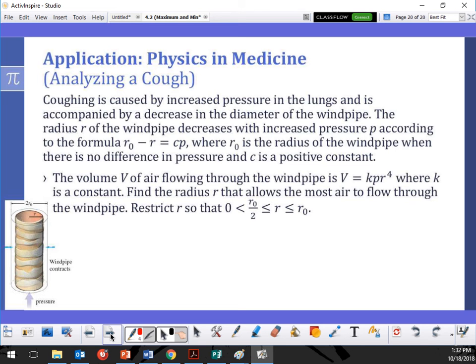Restrict R so that R sub naught divided by 2 is less than or equal to R, which is less than or equal to R sub naught. So what does that mean? What do we say R sub naught is?